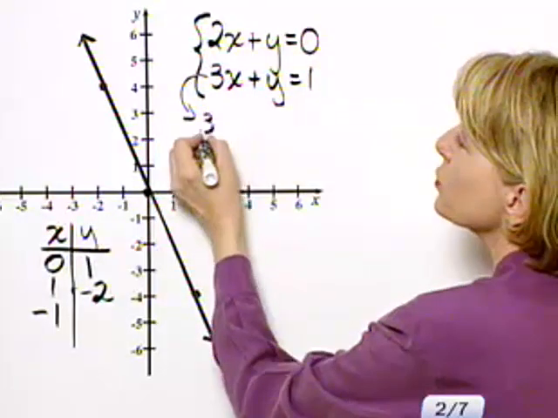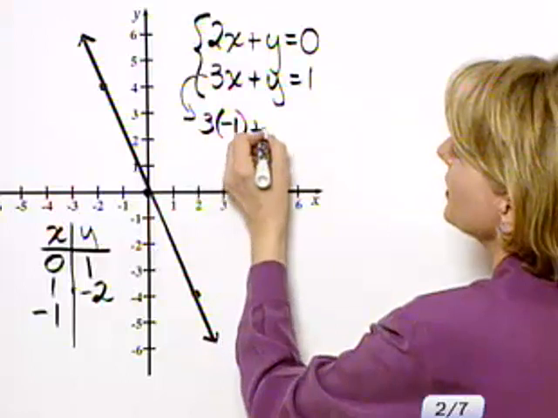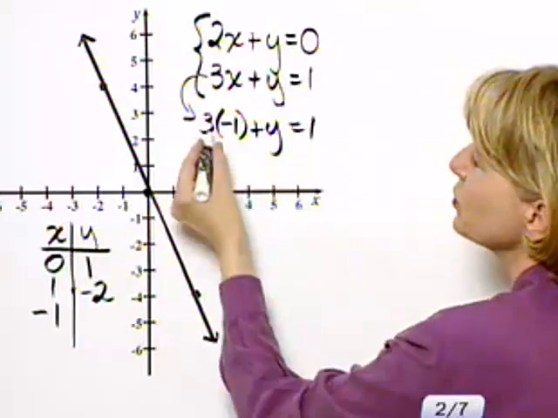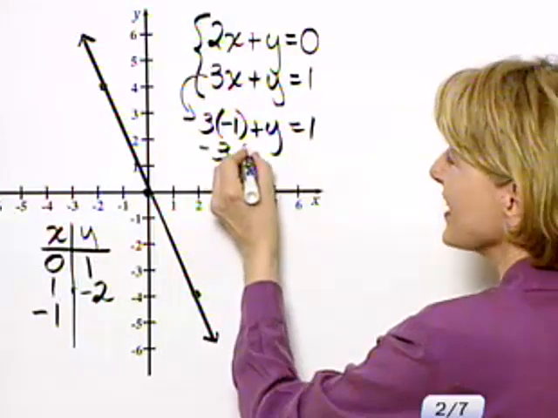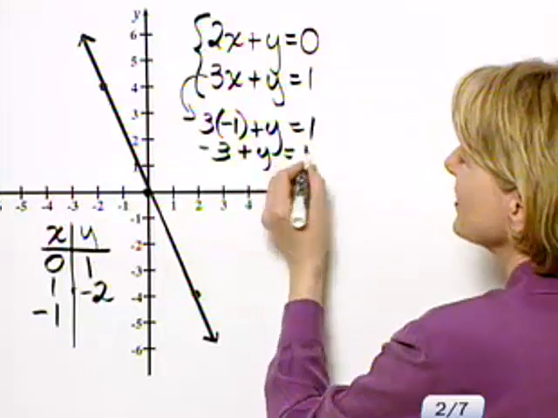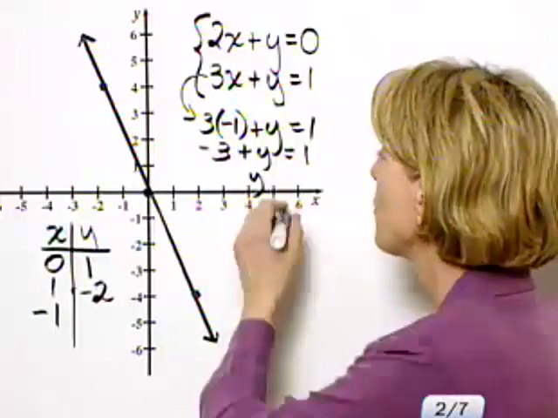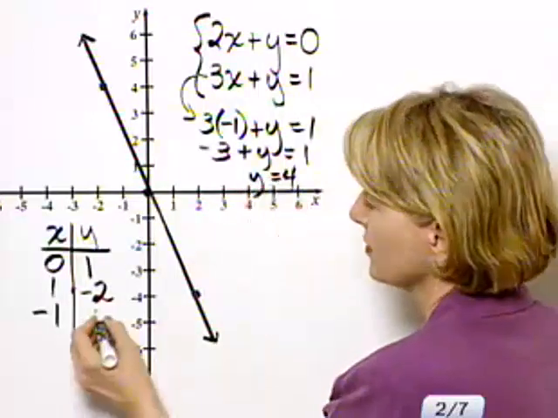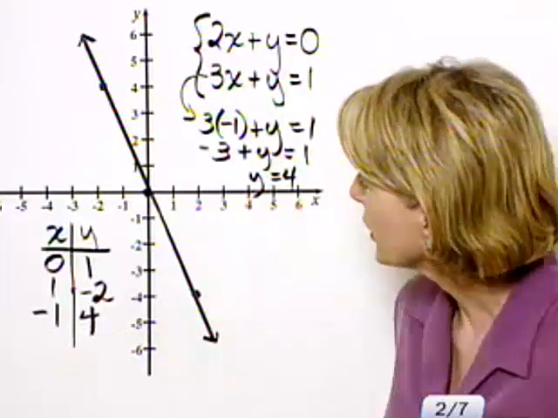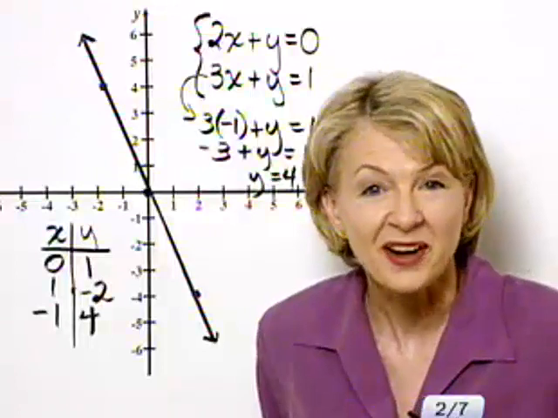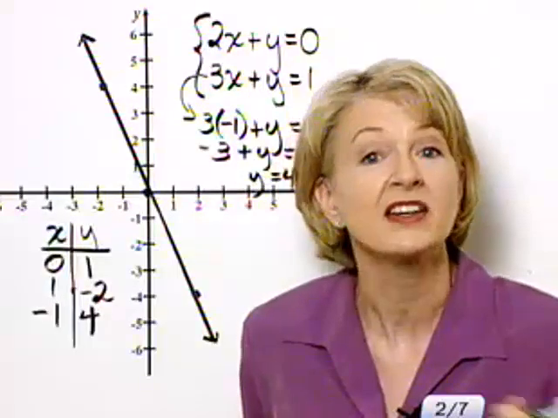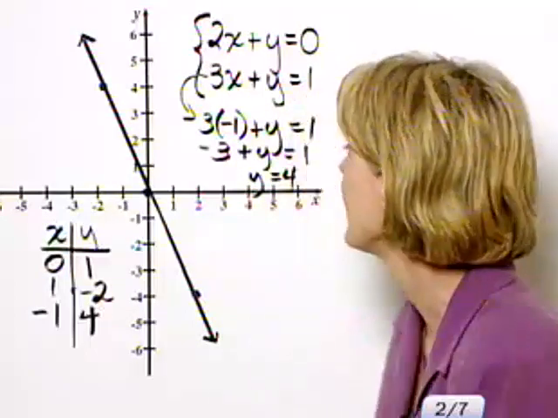All right, so we'll have 3 times negative 1 plus y is 1. 3 times negative 1 is negative 3. And then y is 1 plus 3, or 4. There we go. Let's plot these 3 ordered pair solutions of the second equation, and let's graph that second line.